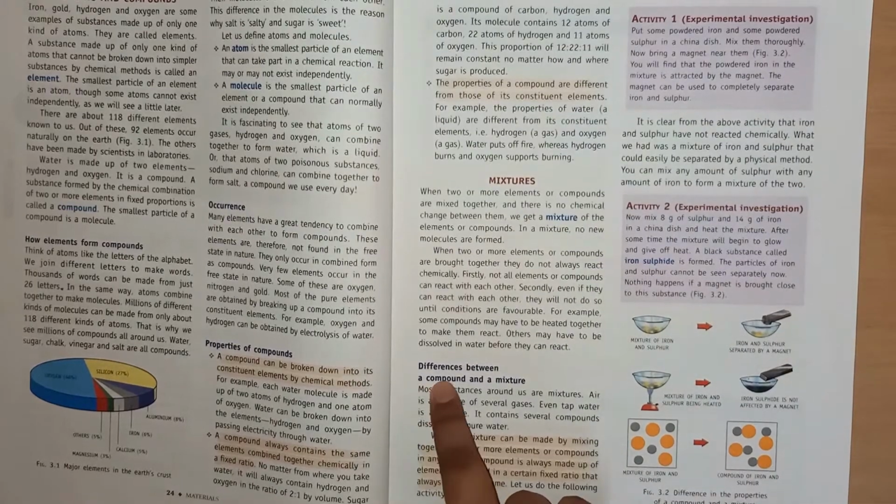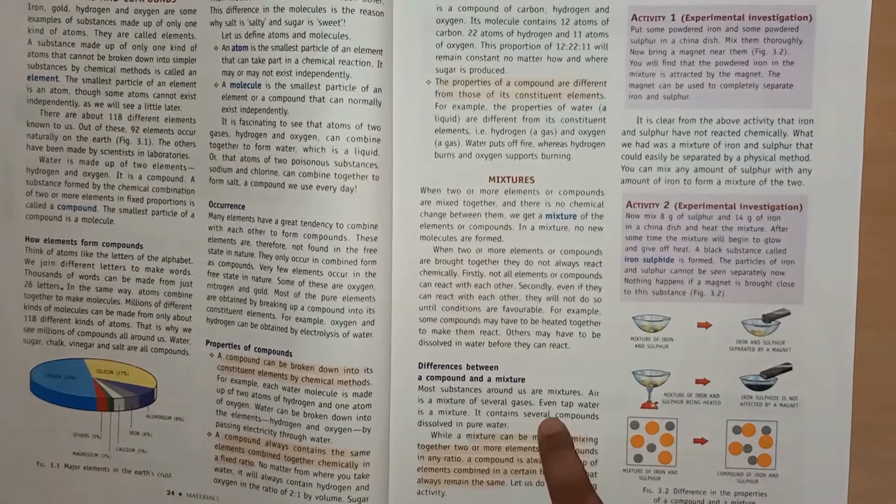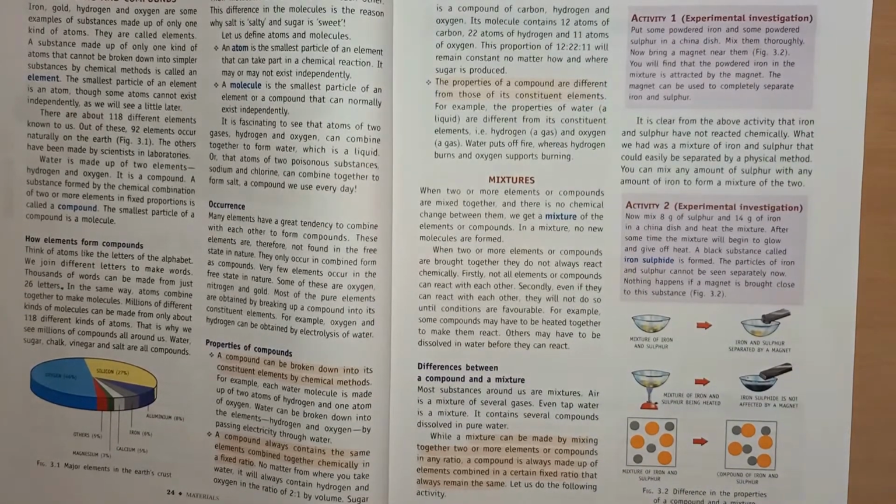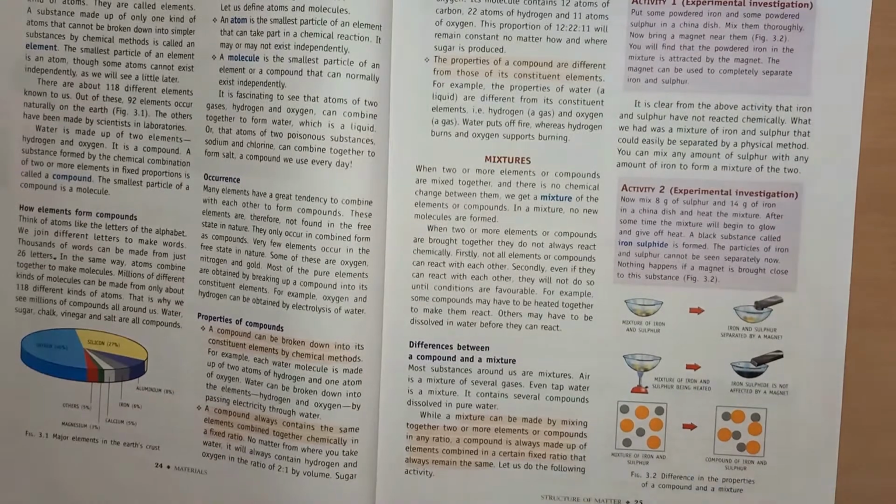Let's read further. Difference between a compound and a mixture. So you must be thinking, what is the difference between a compound and a mixture? Because a compound is also a combination of two elements but in a fixed ratio, and a mixture is a combining of two compounds or elements. So let's read what the difference between a compound and a mixture is.